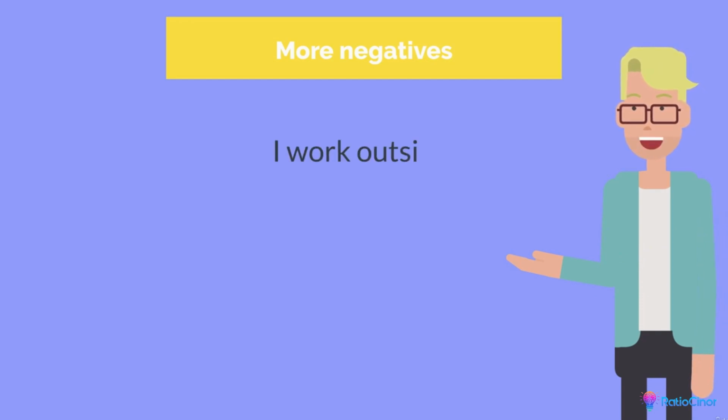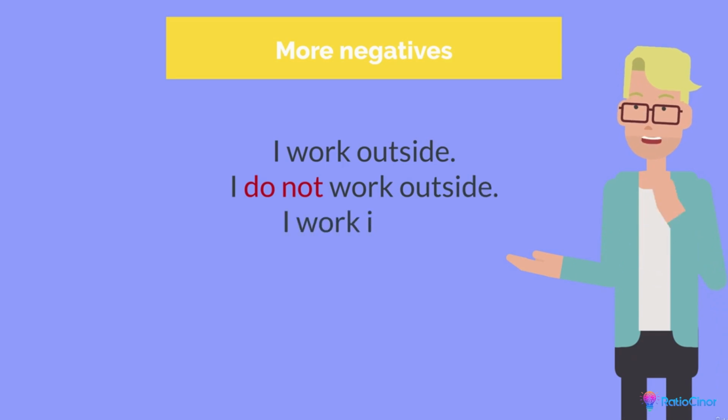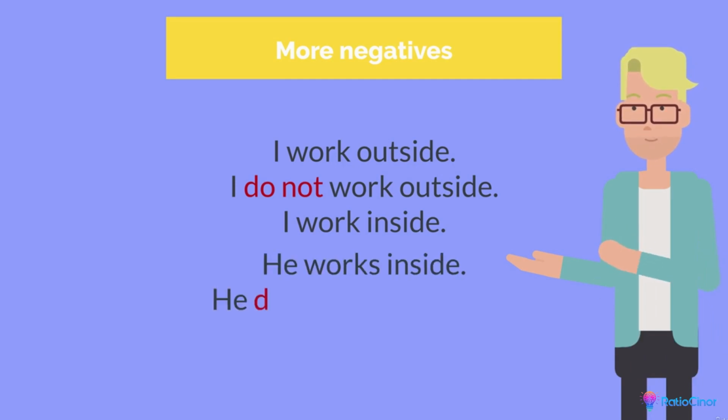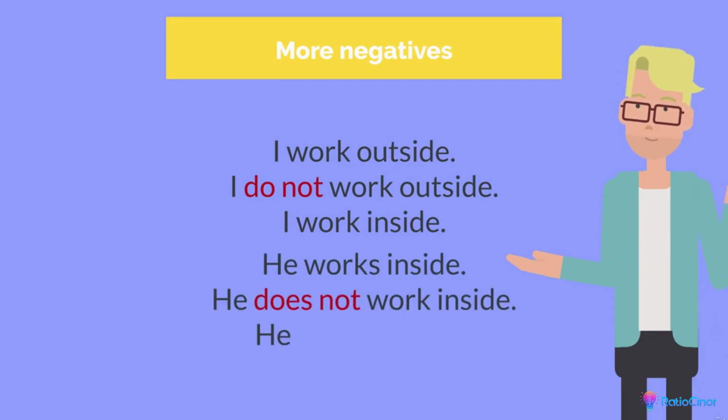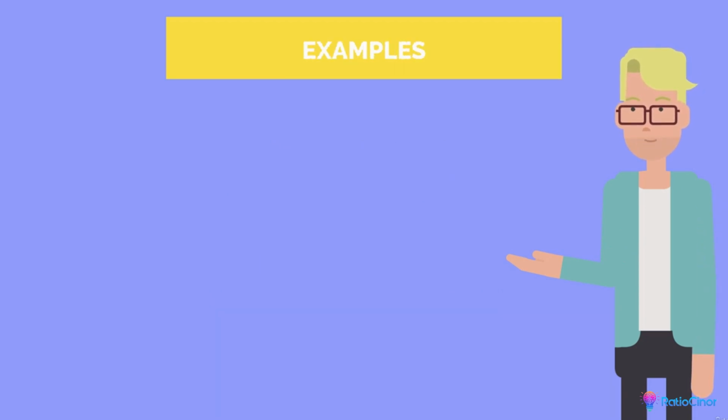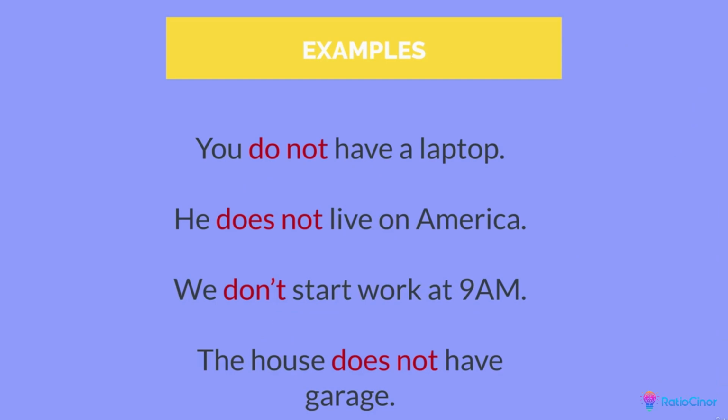I work outside. I do not work outside. I work inside. The main verb does not change. He works inside. He does not work inside. He works outside. More examples. You do not have a laptop. He does not live in America. We don't start work at 9 a.m. The house does not have a garage.